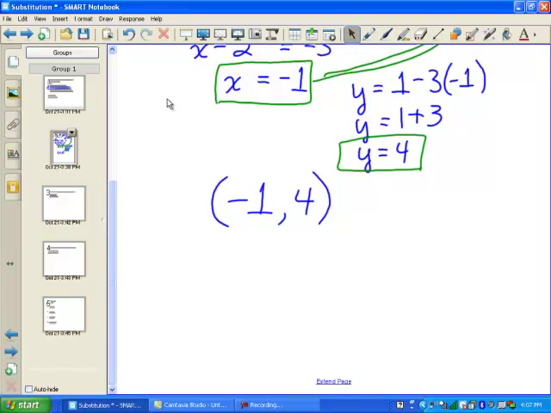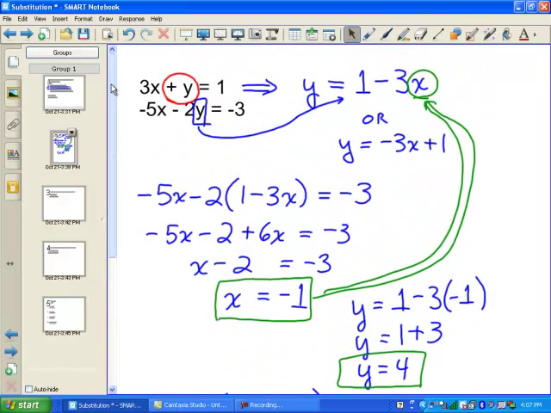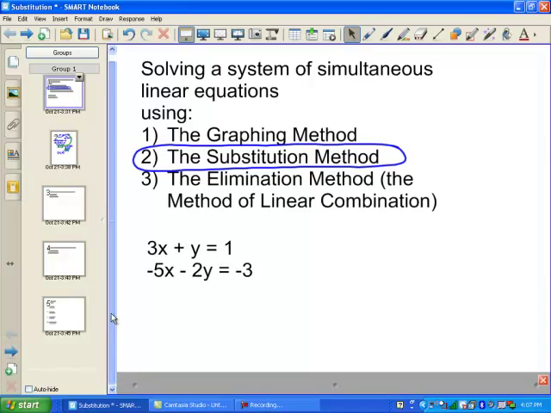Let's just do a quick check of that. Let's go back to the original equations, and let's make sure that negative 1 and 4 make a true statement in each of those equations. I'm going to take us back a page for a minute where I had the equations written, and I can work from the fresh equations there.